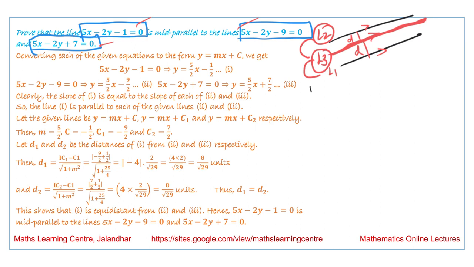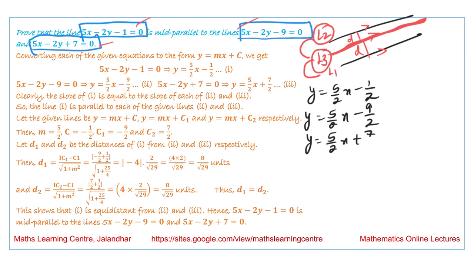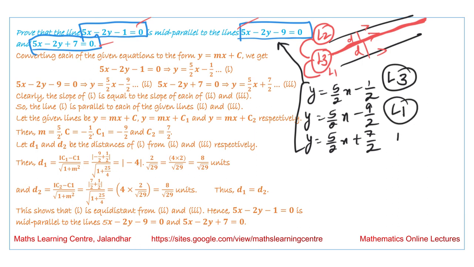the first equation. We can write it is y is equal to 5 by 2x minus 1 by 2. Second equation, y is equal to 5 by 2x minus 9 by 2. And third equation, y is equal to 5 by 2x plus 7 by 2. So these are the three equations that we have. Say this is L3, this is line L1, this is line L2. Now we have to calculate. One thing is clear from this, that all these three lines are parallel to each other.